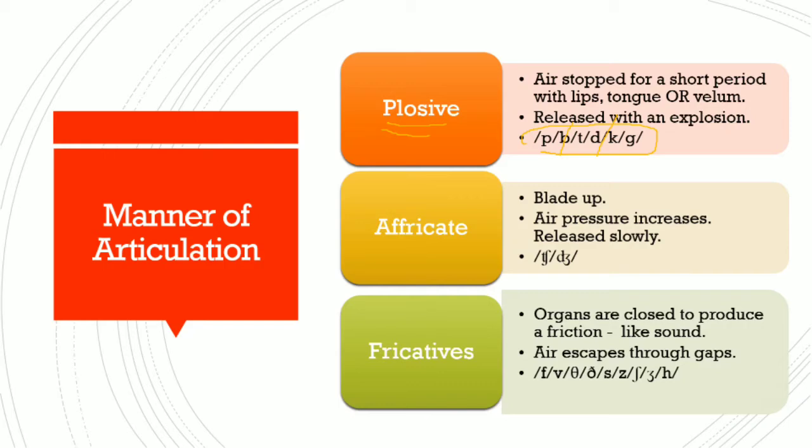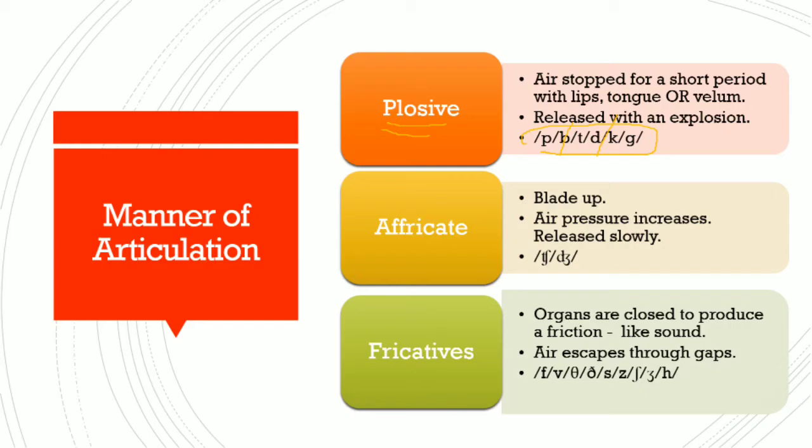Affricate consonants: in affricate consonants, the blade of the tongue is up. The air pressure increases and then is released as in the plosive, but more slowly. For example, ch and j are the only two affricate consonants. So mind you, it's not affricative, it's affricate, because you might confuse it with the next one, which is fricative.